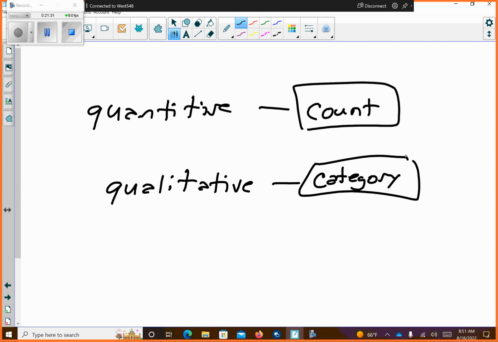So student number is a part of a category. It's qualitative. It's not something to be counting up.